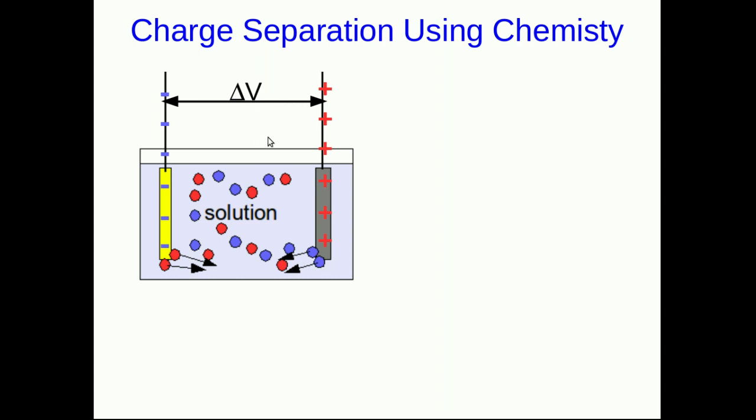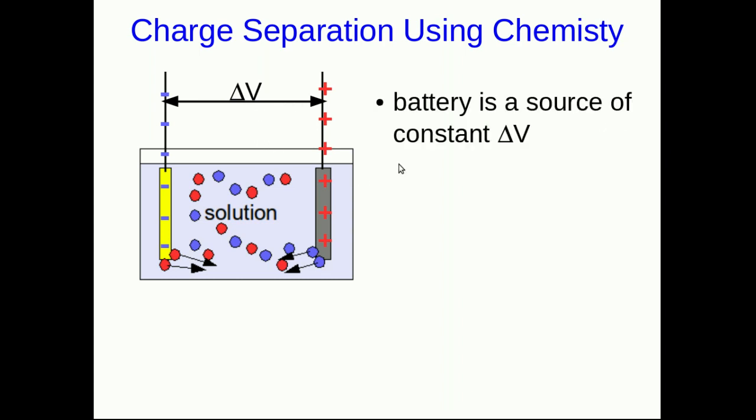So this is the convenient thing about a battery. It's a source of a constant potential difference. Now, that is something that a lot of people have a misconception about. A lot of people think of a battery as a source of current or as a source of charge. It is no such thing. It's a source of potential difference.